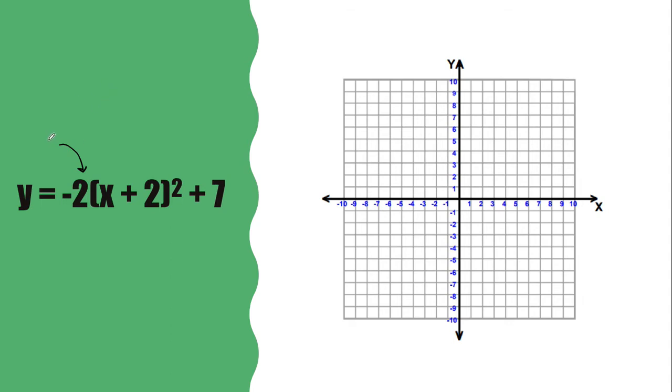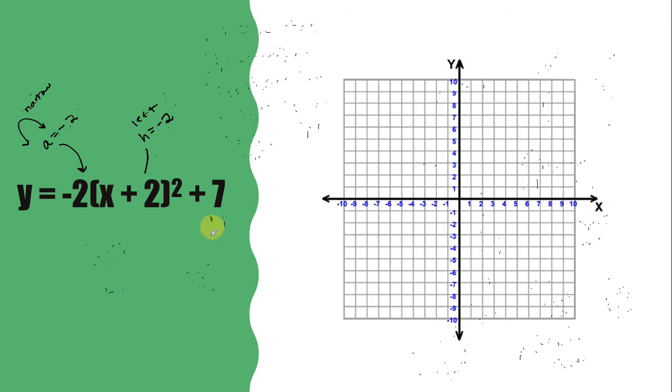So my A value is -2. Ooh, because the A value is negative, what does that tell you about the parabola? It is facing down. And that 2 means it's going to be narrow because that number is greater than 1. That's important that you know that's a down-facing parabola. X plus 2, you know that your H value then is -2. So it moved to the left 2. And you know that your K value is +7. So it moved up 7.